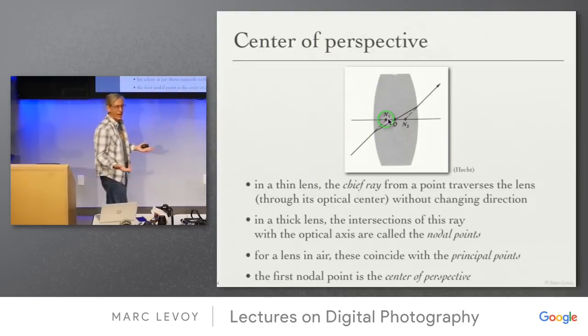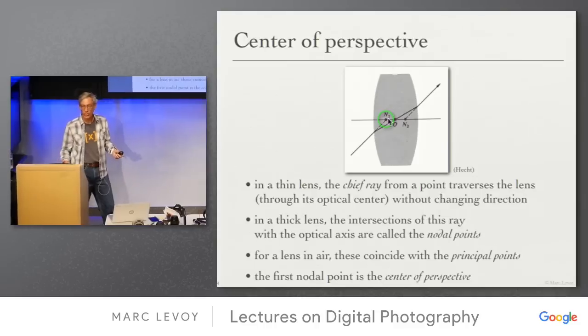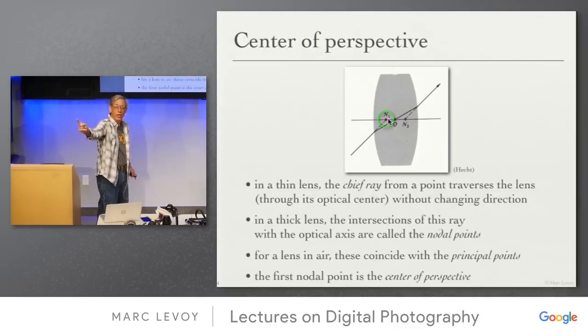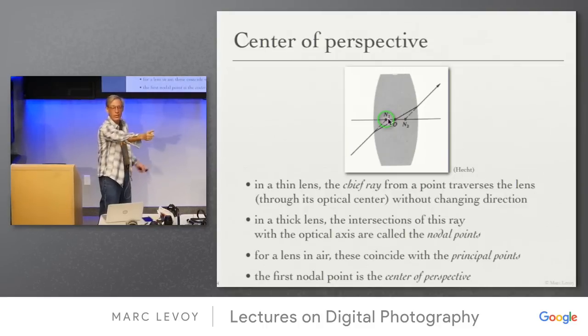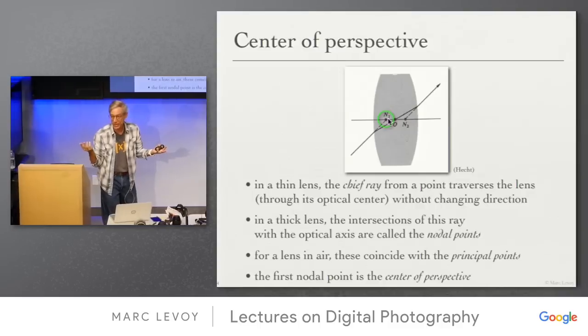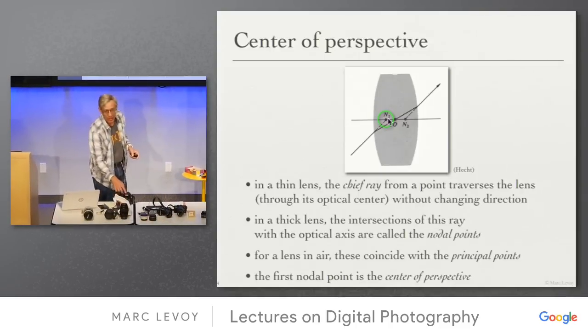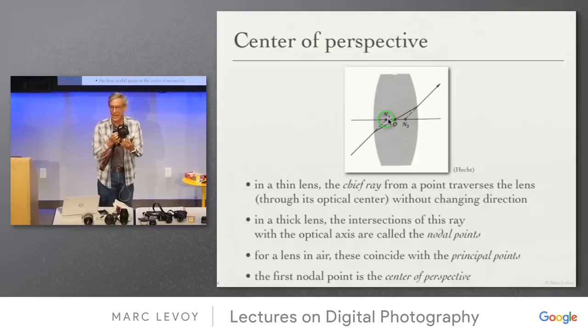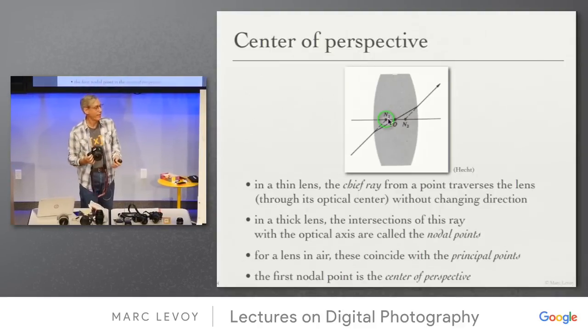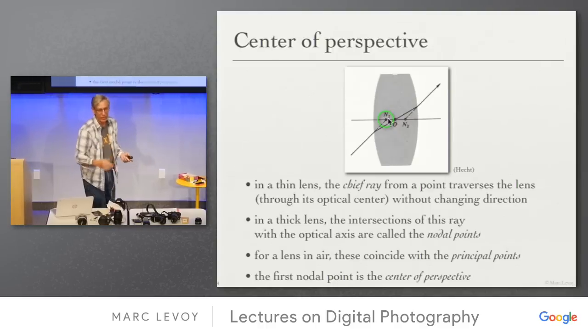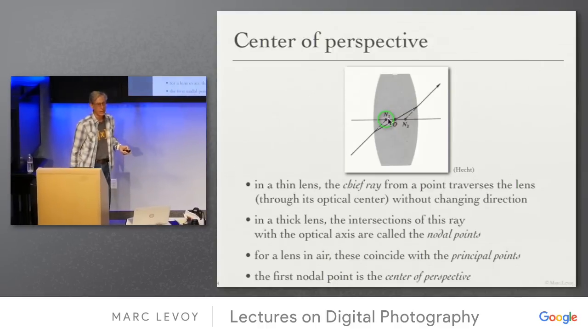So you remember the way I defined perspective at the very beginning of the course. If I hold out my finger, I can draw a line between you and my finger and my eye, and then I, without moving, do the same thing over here, and those rays will converge to a point, and that's the center of perspective. That is the first principal point, or first nodal point for a lens in air. And so if we were going to rotate the camera for a panorama and want to get a perfect panorama, we should rotate around that point. Where that point is depends on the design of the lens.